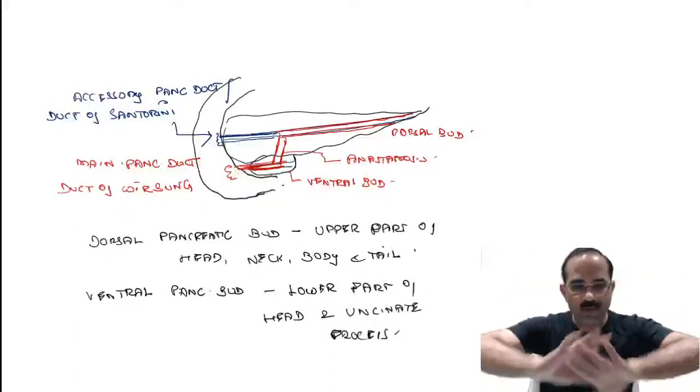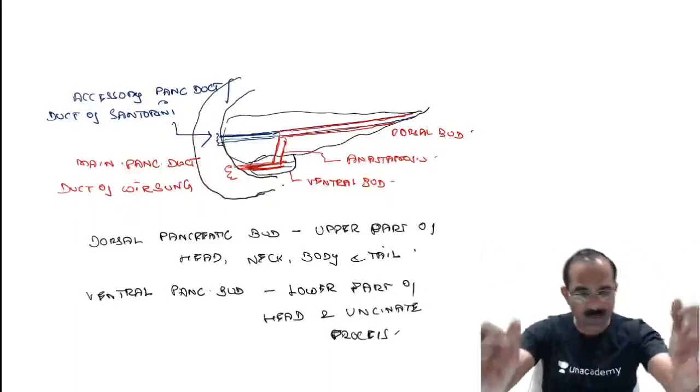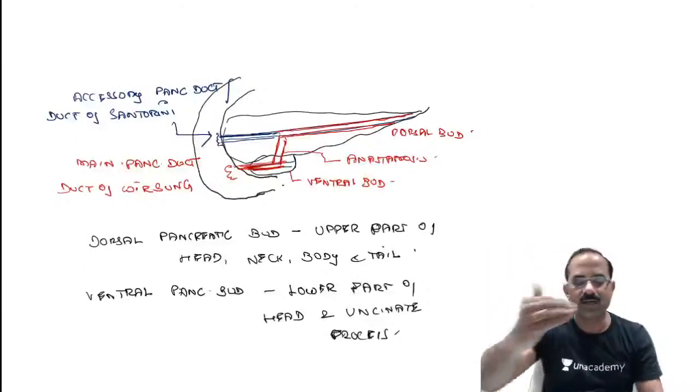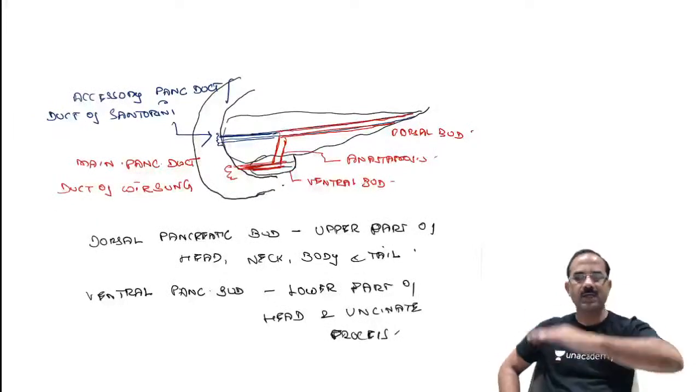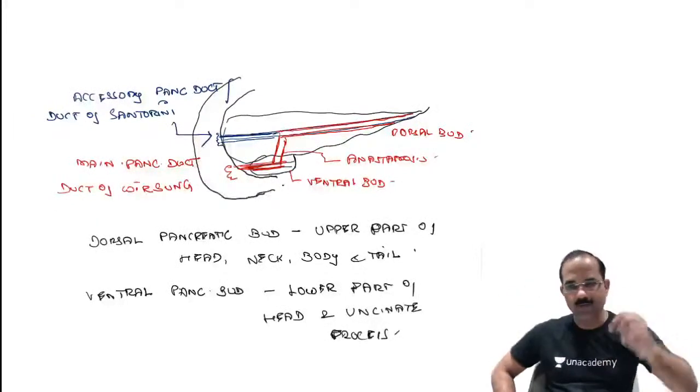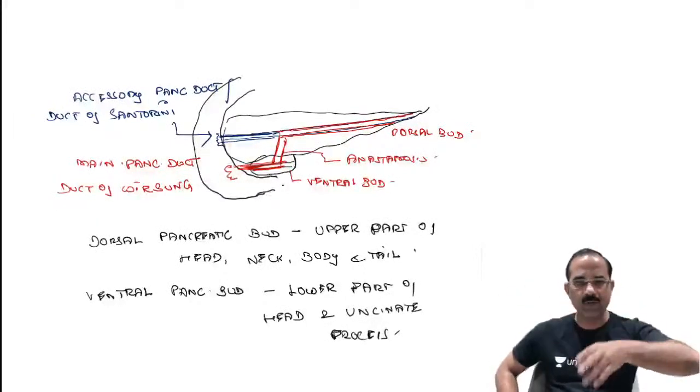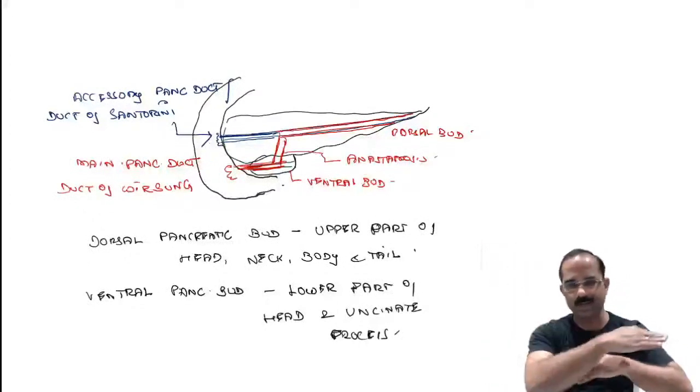Is this clear to all of you? Perfect. This is a very important MCQ: the main pancreatic duct and the accessory pancreatic duct. So once again I'll repeat, the main pancreatic duct is derived from the duct of the dorsal bud, the duct of the ventral bud, and the anastomosis between them. It's a zigzag.